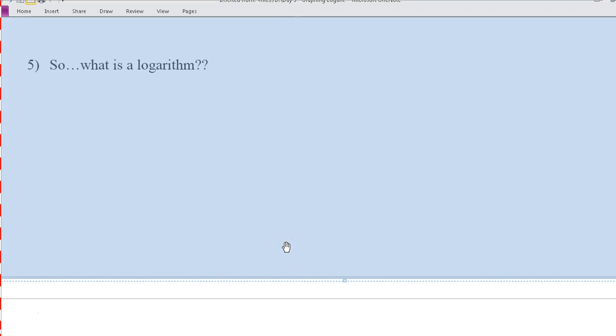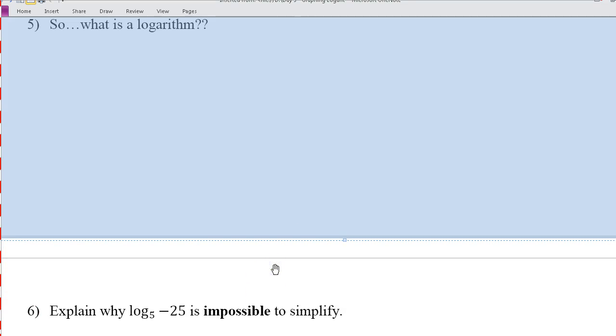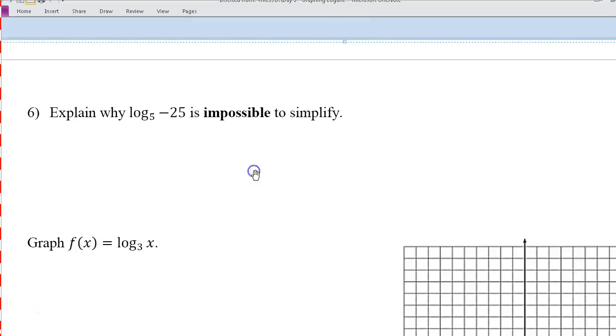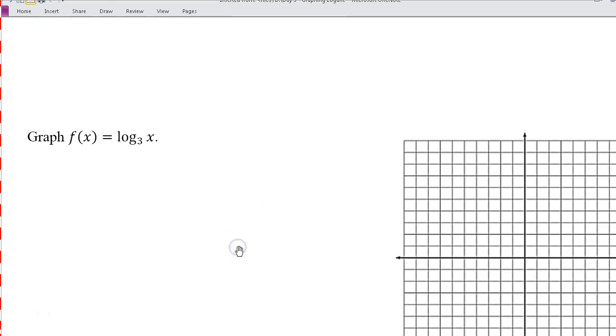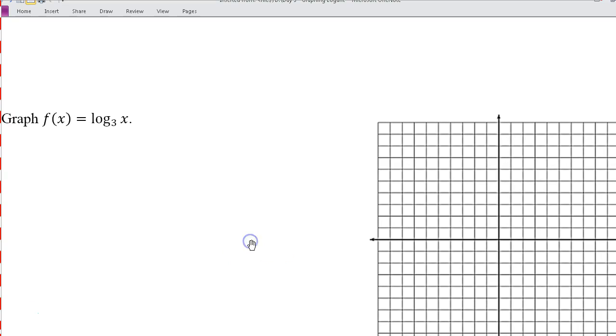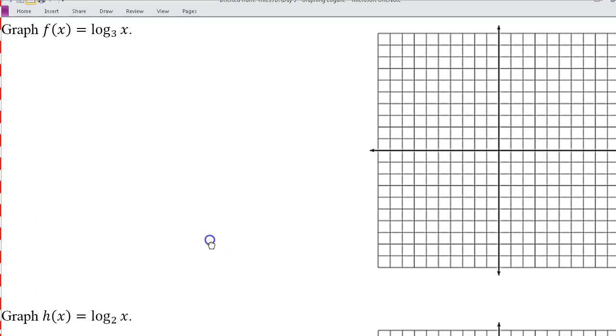So 1 through 5, go ahead and pause the video and work those out. And actually 1 through 6. And when you finish those, you can go ahead and restart the video, and we're going to start talking about graphing logarithms. So pause the video now and work on those problems.